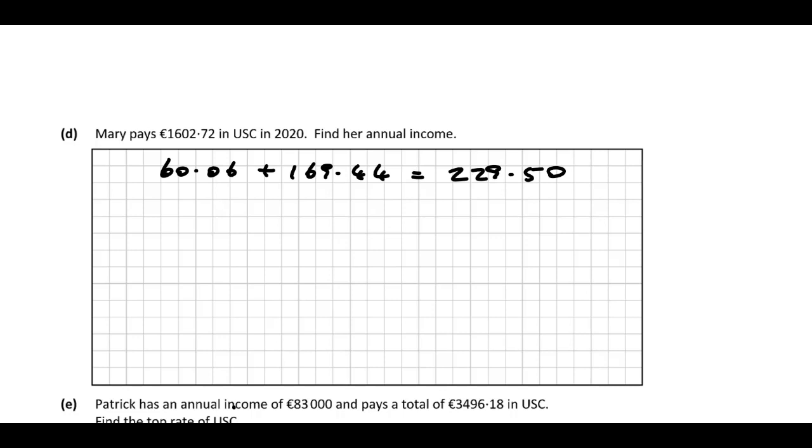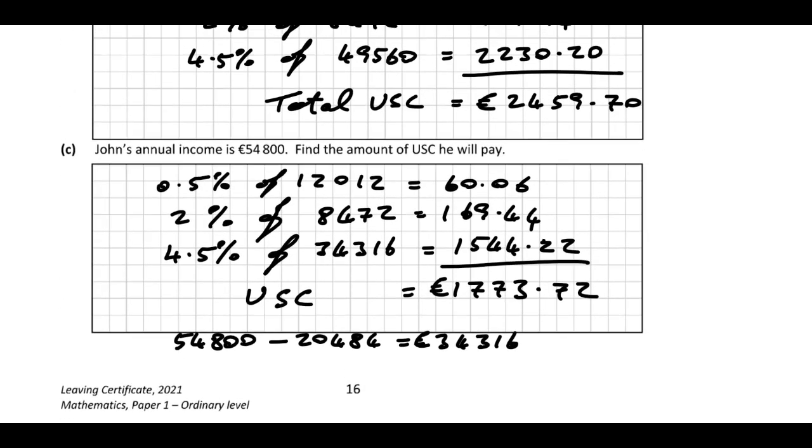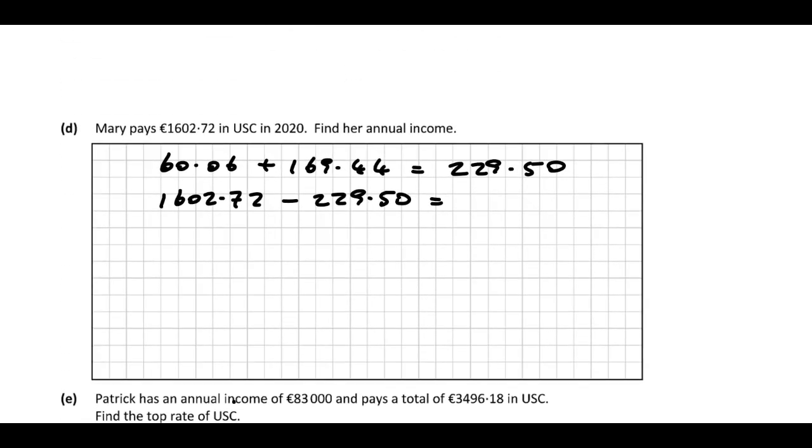Now the third rate, then we're going to take our 1602.72, subtract 229.50. That means at the 4.5% rate, she has paid 1373.22.